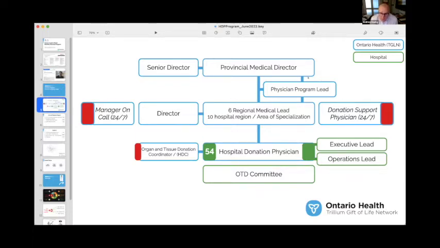So Kelly, who's our physician program lead, really holds the program together. At this level, there are 2 directors that are responsible for 54 donation hospitals, 56 donation hospitals, depending on who you ask, in our province. And each of those hospitals has an embedded hospital donation physician.